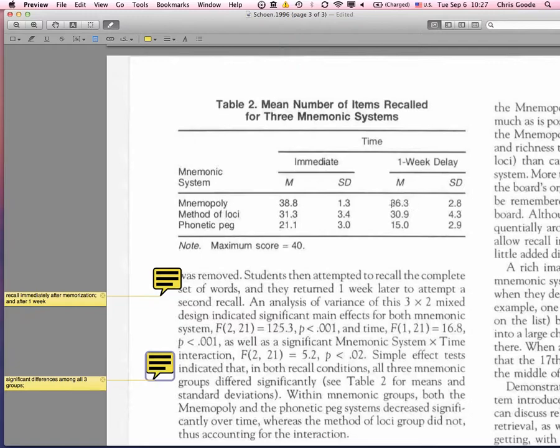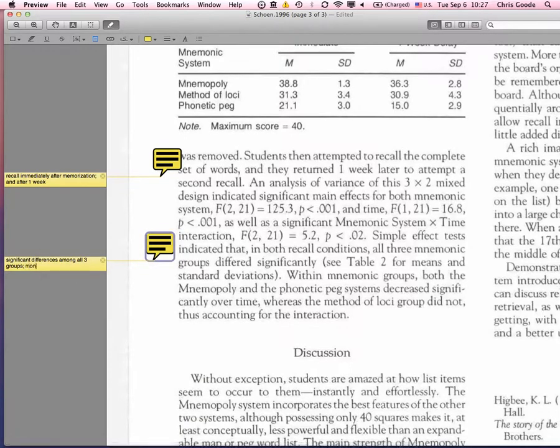After a 1 week delay, Mnemopoly 36.6, method of loci 30.9, phonetic peg 15. That's pretty good, actually, for looking at them for 10 minutes. So again, the Mnemopoly group recalled more words than either of the other groups.